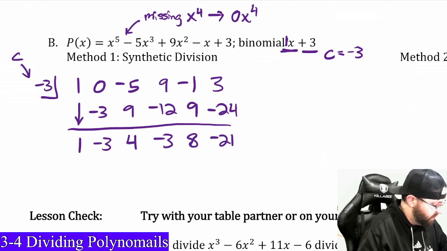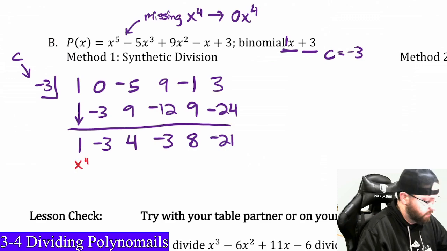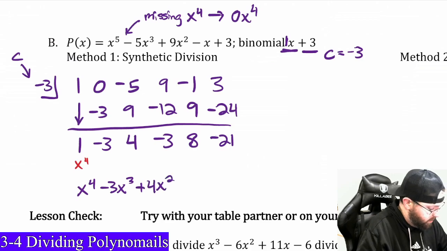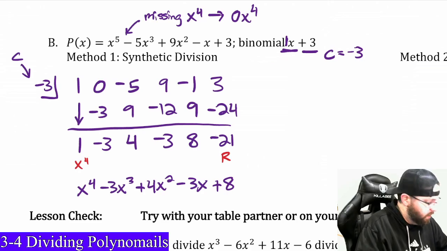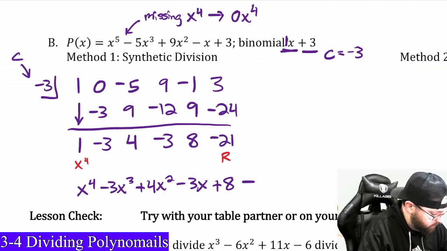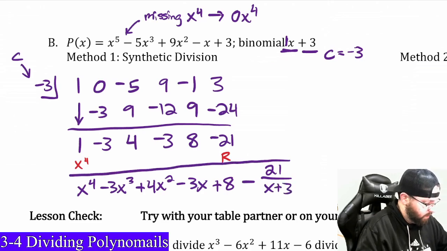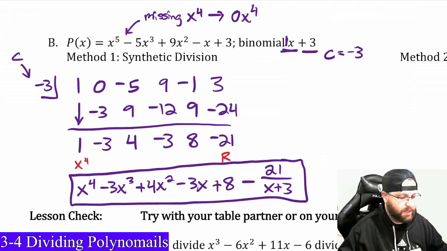So remember, this is now x to the 4th, because it's 1 less than the original, and we just continue on. So we get x to the 4th minus 3x to the 3rd plus 4x squared minus 3x plus 8. And then remember, this is our remainder of negative 21. So we're going to put that over, it's not a plus 21, it's a minus, over x plus 3. And this is going to be our quotient after we use synthetic division.